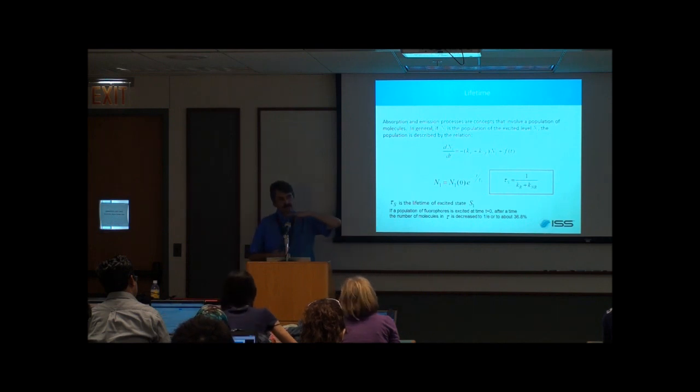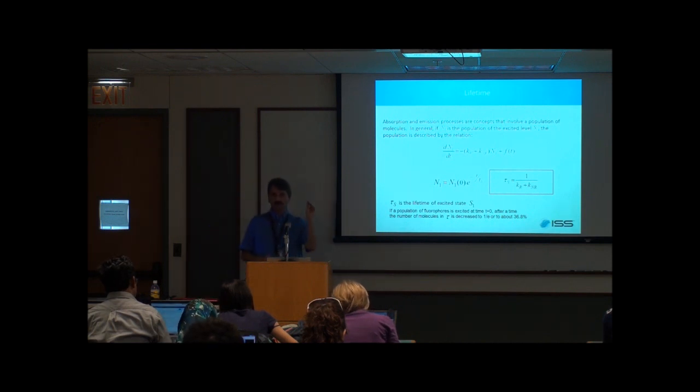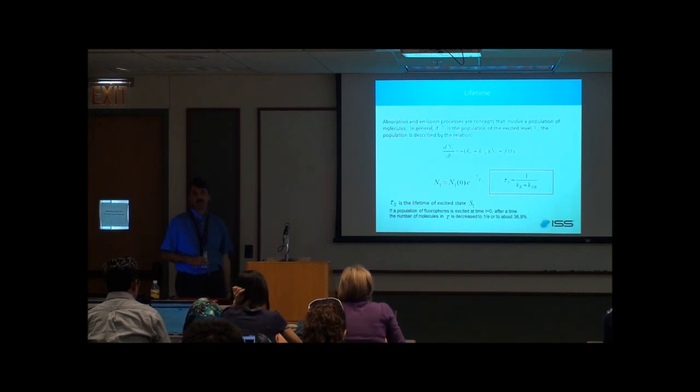We have the ground level as 0, and we have the first excited level as 1. Suppose that we have a solution with fluorophores, and we send a short pulse of light to the solution. Some of the molecules from the ground state end up in the first excited state. At that point, suppose the population of the first excited state is N1.